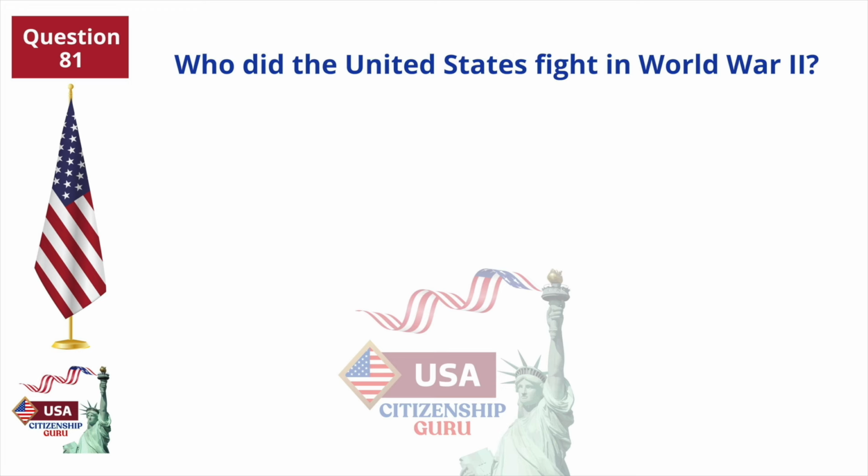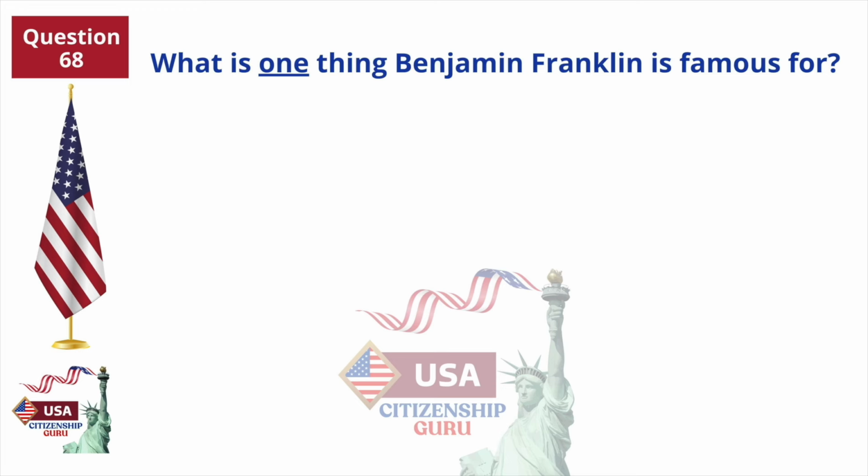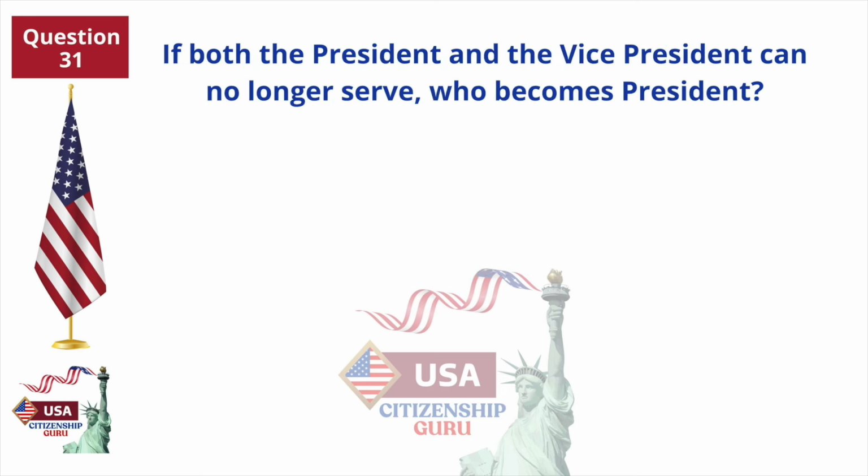Who did the United States fight in World War II? Japan, Germany, and Italy. What is one thing Benjamin Franklin is famous for? US diplomat. If both the president and the vice president can no longer serve, who becomes president? The Speaker of the House.